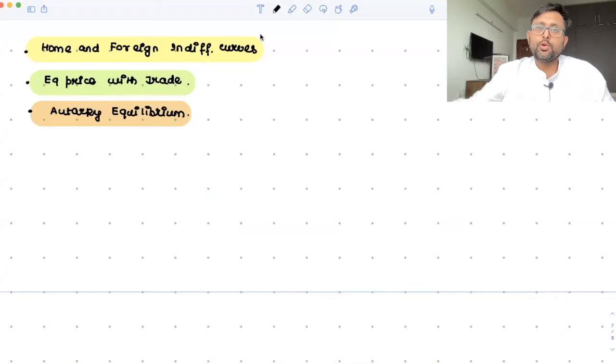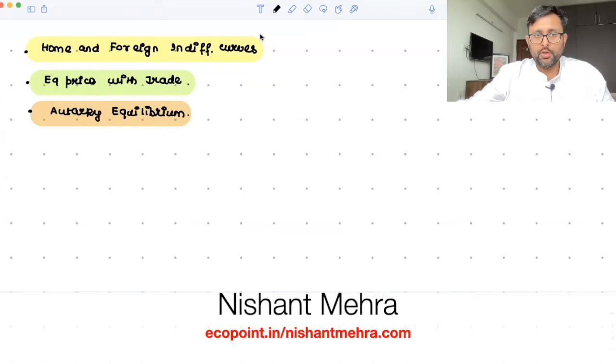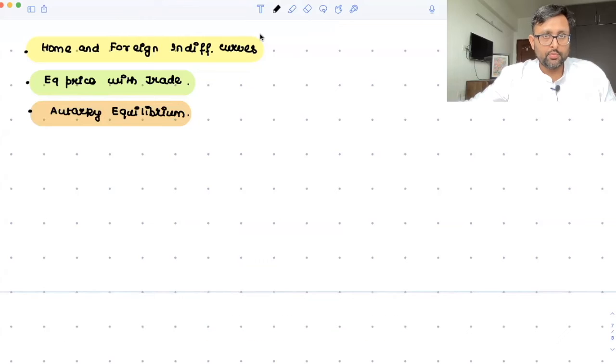So in the last class, we talked about the PPF for both the home country and the foreign country. In this class, we will be deriving the Autarky equilibrium. That is, what is going to be the equilibrium if there is no trade, and how do you get the equilibrium price with trade, right?